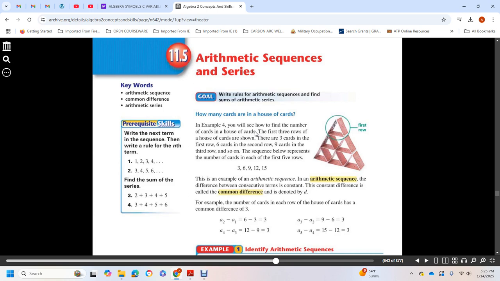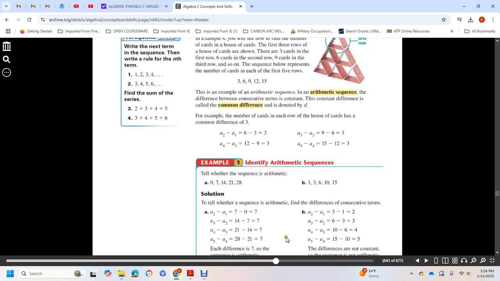The sequence below represents the number of cards in each of the first 5 rows: 3, 6, 9, 12, 15. In an arithmetic sequence, the difference between consecutive terms is constant. This constant difference is called the common difference, denoted as d. For example, the number of cards in each row of the house of cards has a common difference of 3. a sub 2 minus a sub 1 equals 6 minus 3.